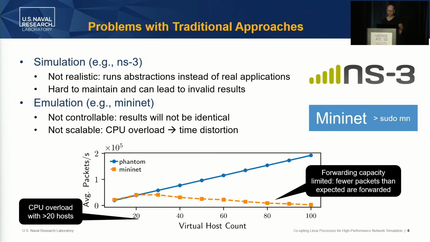To verify this claim, we did an experiment where we ran a small peer-to-peer messaging workload in Phantom, our approach, and in Mininet. This graph shows on the x-axis as the number of hosts increases. After about 20 hosts in Mininet, the CPU overload caused the packet forwarding rate to be lower than expected. And so this demonstrates the CPU oversubscription that's happening during the emulation.